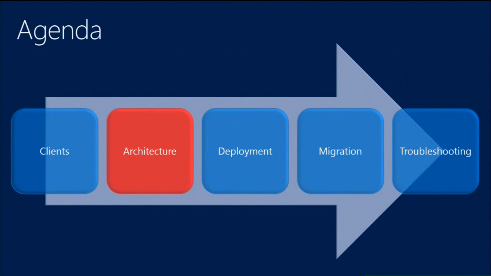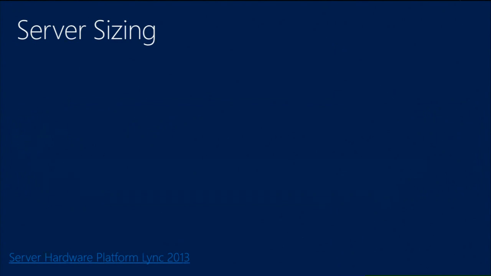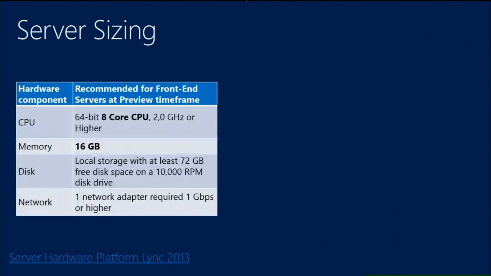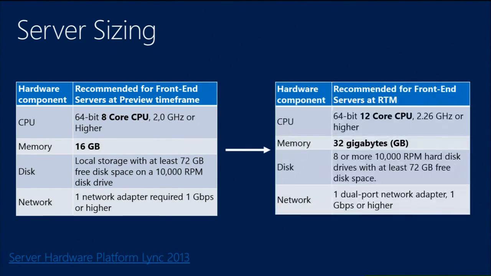So secondly, I want to talk about architecture. Server sizing. We are in Europe, so usually we don't have 80,000 users, and Microsoft tends to test everything with a high number of users. During the preview timeframe, these were the requirements: 8 cores, 16 gigs of RAM. At RTM, it essentially doubled, like 12 cores and 32 gigs of RAM, as recommended hardware requirements.